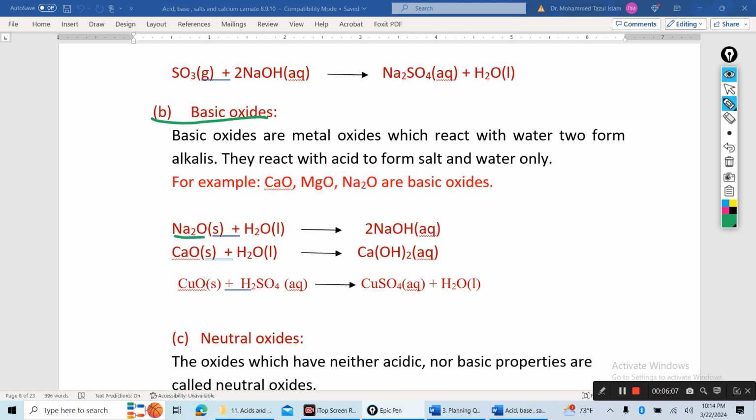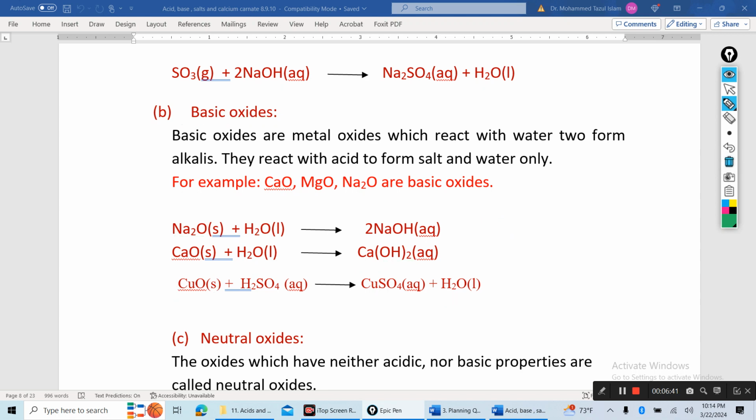Metal oxide or basic oxide reacts with water to produce alkali, and calcium oxide, basic oxide, reacts with water to produce calcium hydroxide. Calcium hydroxide is an alkali, and you know alkali produces hydroxide ion in water. And basic oxide reacts with acid to produce salt plus water.